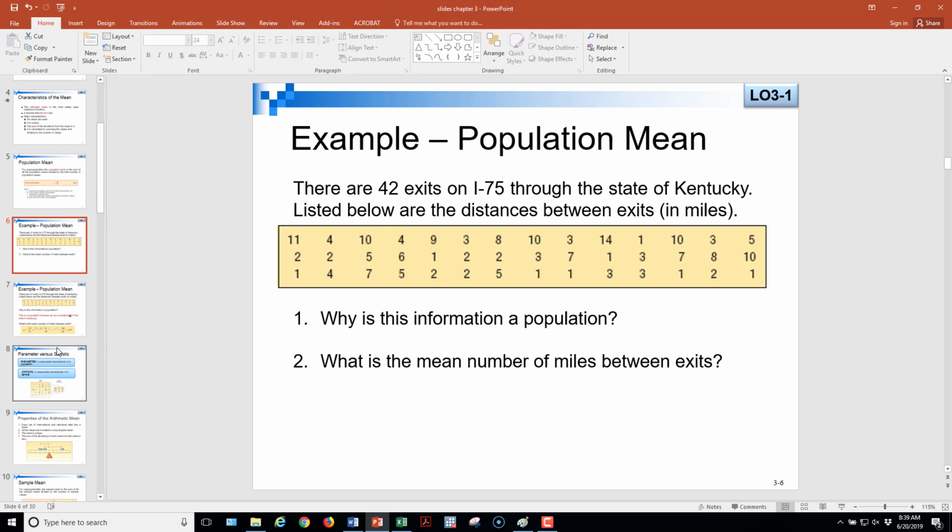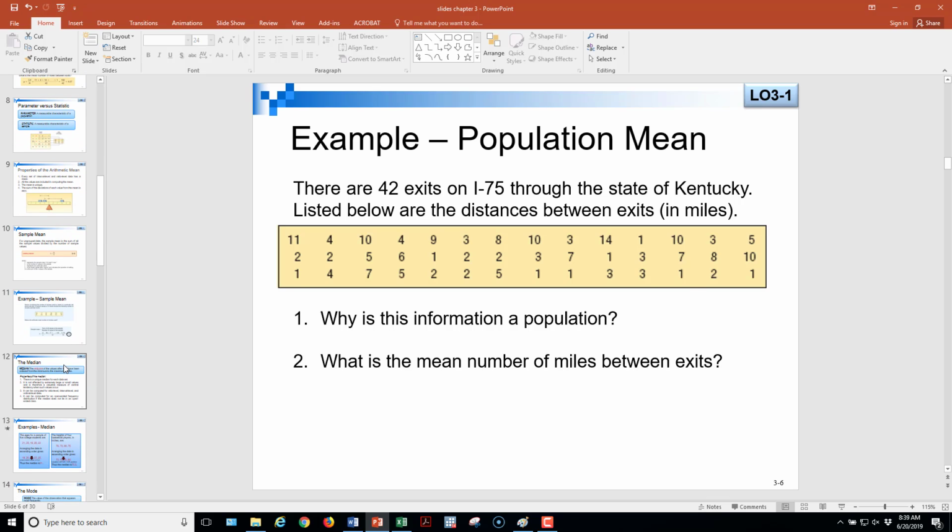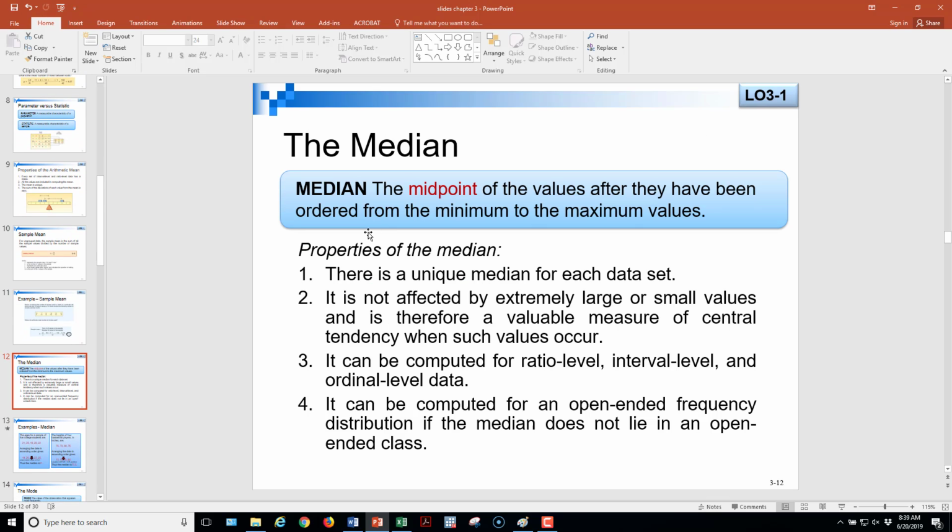Now another measure of location is the median. The median is the midpoint of the values after they have been ordered from the minimum to the maximum value. There is always a unique median. It is not affected by extremely large or small values.